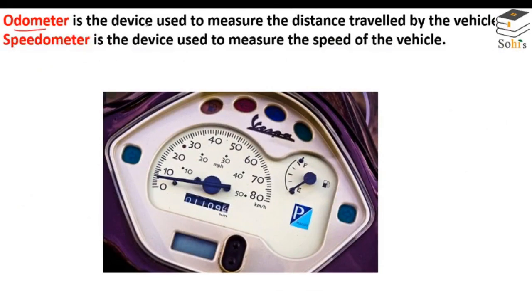The odometer is the device which is used to measure the distance traveled by the vehicle. You can see in this picture, this is the odometer. Odometer is the device which is used to measure the distance. It is the odometer, and this is the speedometer. Speedometer is the device which is used to measure the speed of the vehicle. What is speed? We will discuss in the next video. This is the speedometer. It is used to measure the speed of the vehicle.